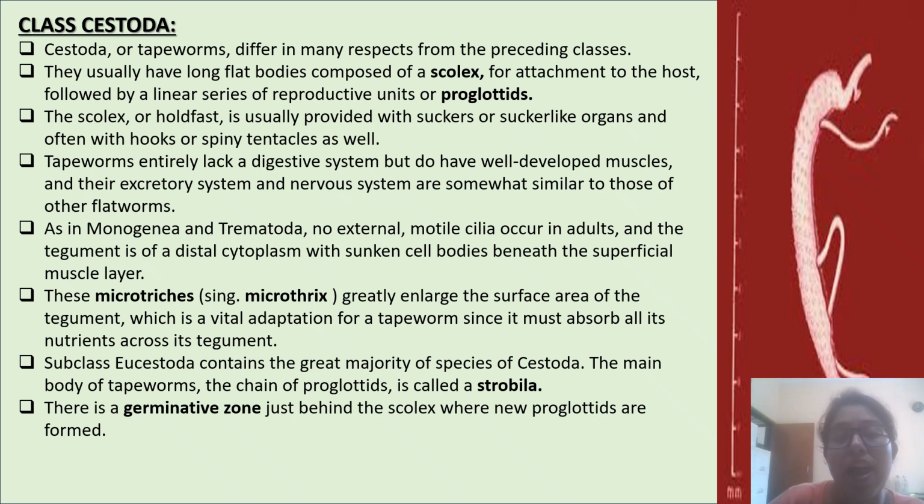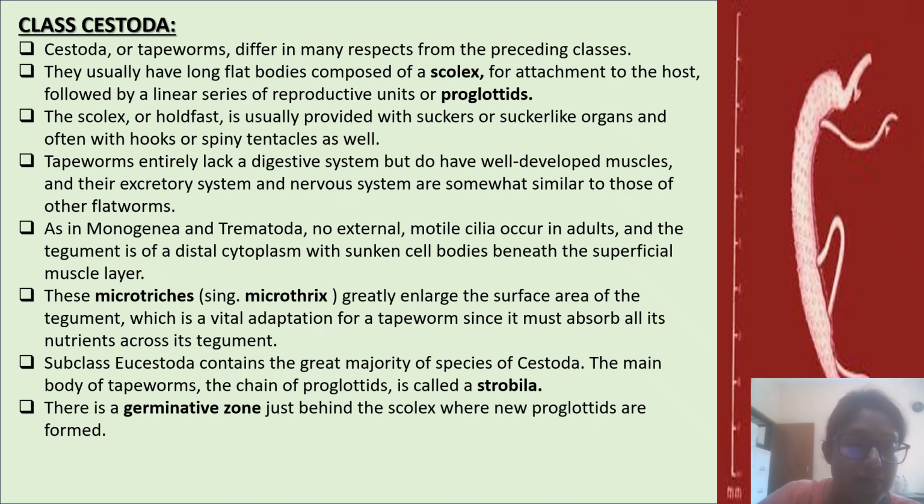As in Monogenea and Trematoda, no external motile cilia occur in the adult, and the tegument is of a distal cytoplasm with cell bodies beneath the superficial muscle layers. Microtriches greatly enlarge the surface area of the tegument. So microtriches are found in the tegument, which is a vital adaptation for tapeworms since they must absorb all their nutrients across their tegument. Subclass Eucestoda contains the great majority of the species of Cestoda.